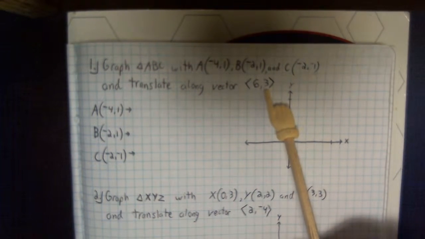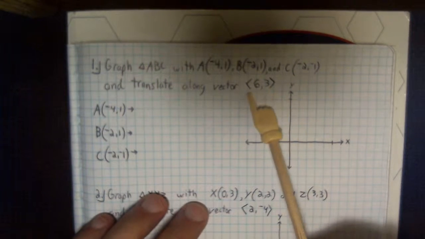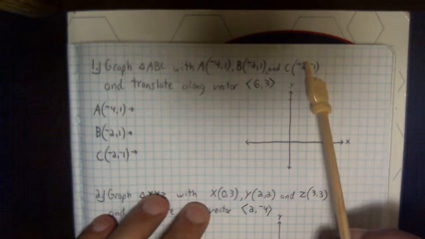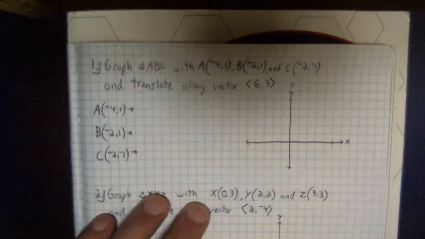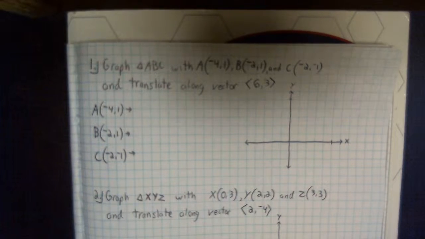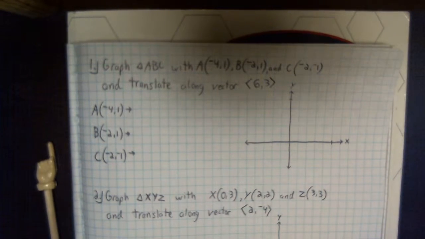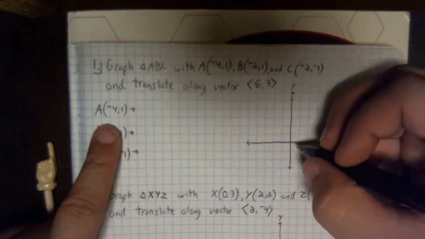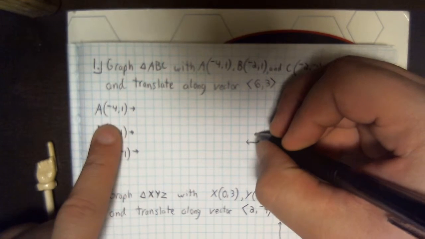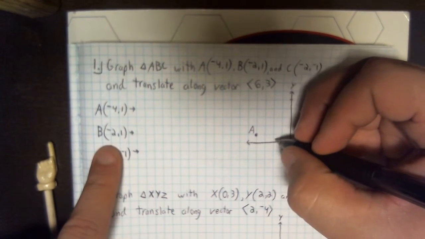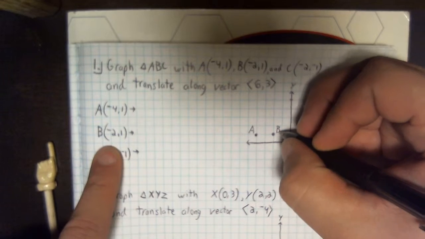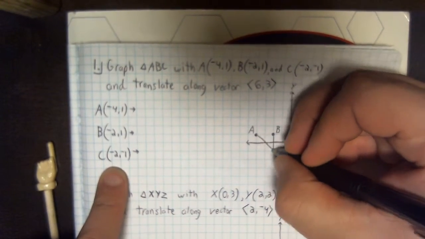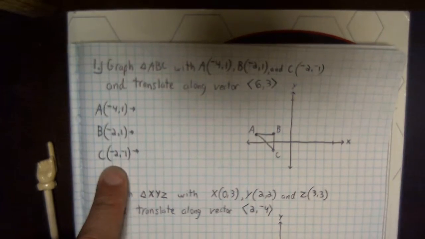And this is going to be useful because what we're going to end up doing is adding the coordinates for each of our pre-image to the vector, and it's going to end up giving us our image afterwards. So we're going to take point A, and we're going to plot all of these things. So -4, 1, that's A. -2, 1 is B. And -2, -1 for C. So that's always our first step. Let's plot out what they give us. Then we're going to translate it.